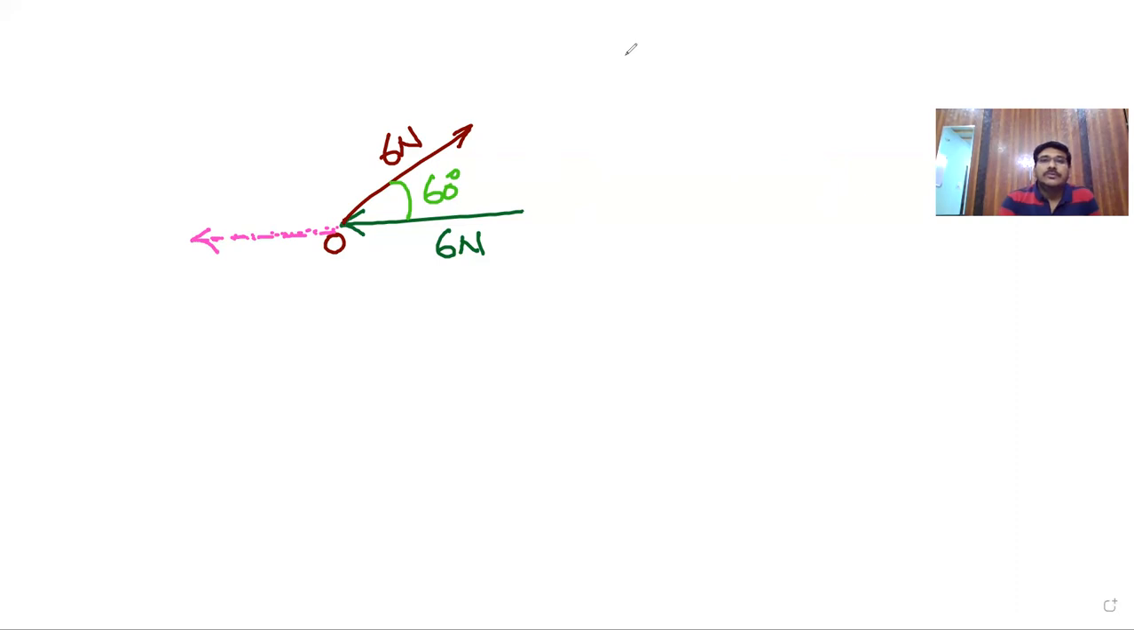Then observe, one vector is acting like this, 6 newtons magnitude, from the origin. The other vector is acting like this, having the same magnitude. Then this will be the angle between them, not this. Be careful. This 60 degrees given is not the angle between them.